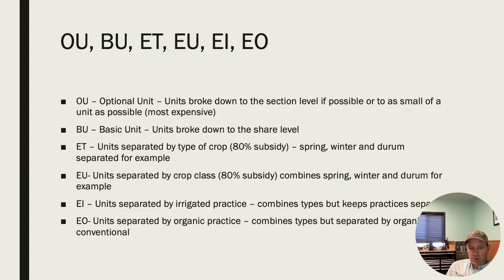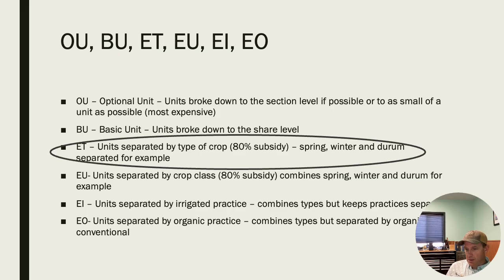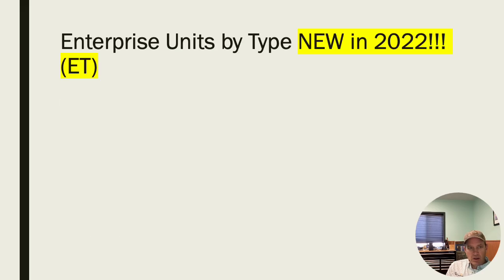And then if you do organic, we can do enterprise units by organic practice as well. Not many people doing that. So like it shows on this slide, enterprise units by type is the very most common. We can do that on wheat, and we can do it on peas right now. And we can't do that on barley quite yet.